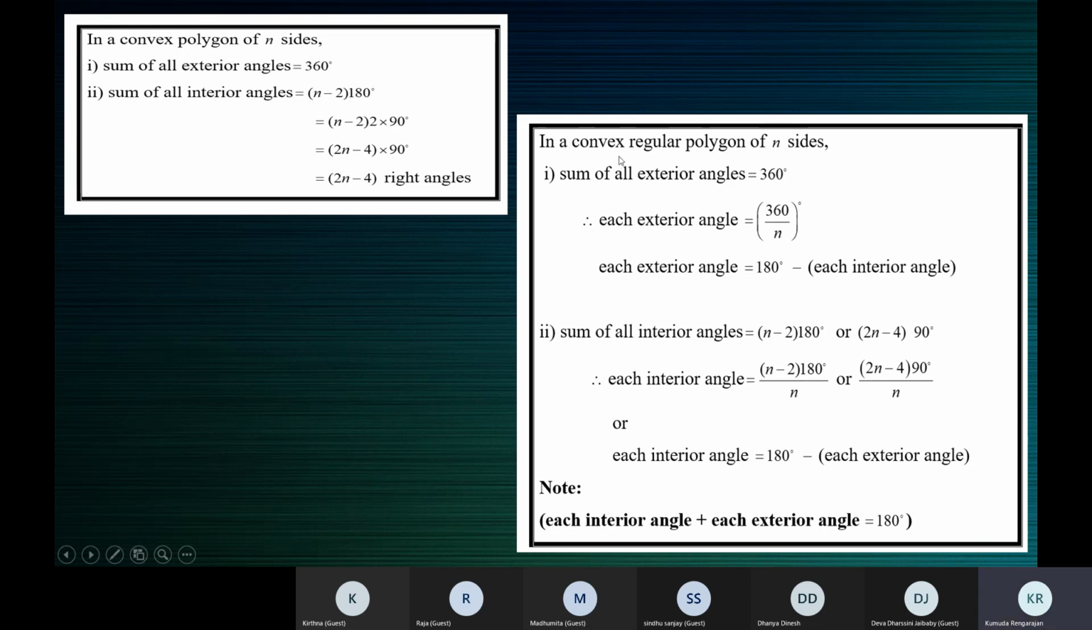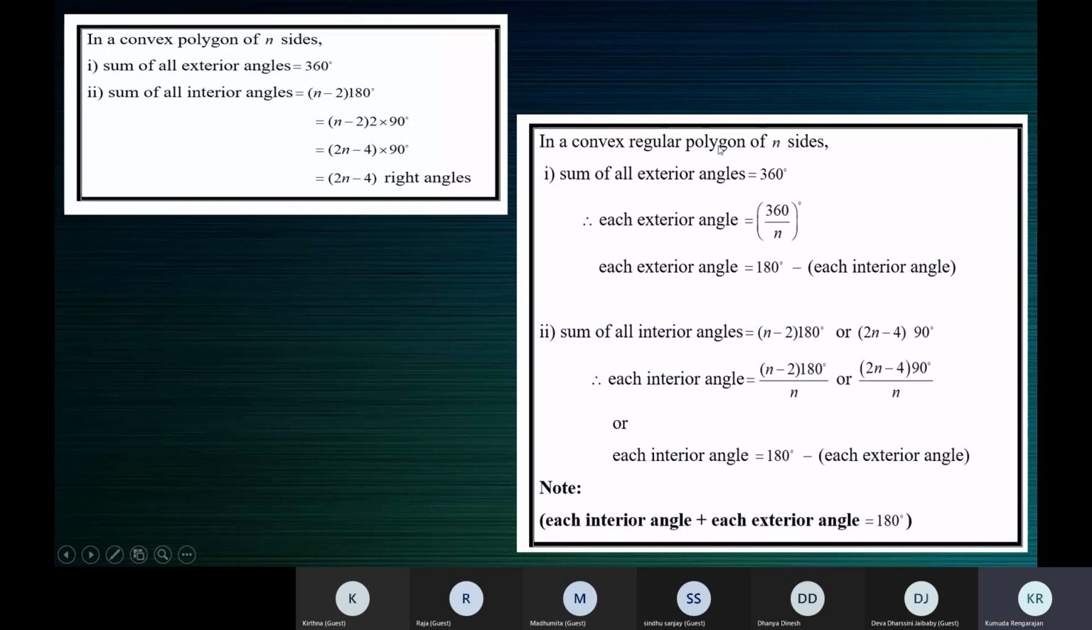Regular meaning all the sides are equal. So all the interior angles are equal. All the exterior angles are equal. Okay. So again, coming from here only, we start from here. What is the sum of all the exterior angles? 360. See, we're coming from here. Sum of all the exterior angles is 360.